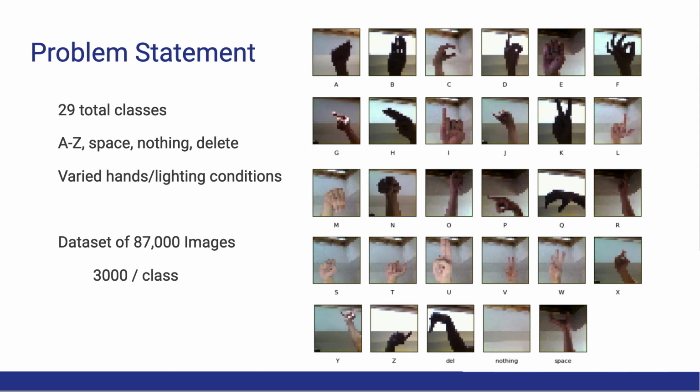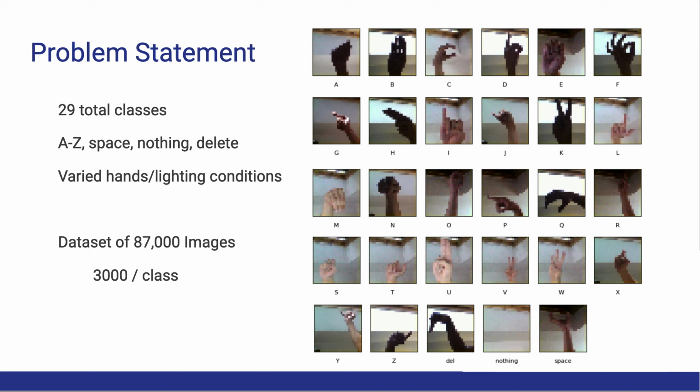So there's 29 total classes for this problem, 26 of which are characters, and then also classes for space, delete, and nothing, which is just no hand visible in the image. And on the right here, some examples from each class. So you can see the images have different lighting conditions. Some are much harder to make out than others. Some use different people's hands.